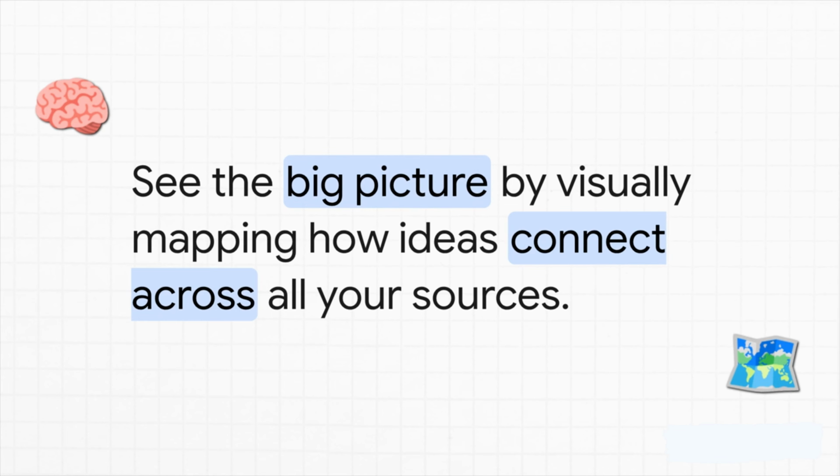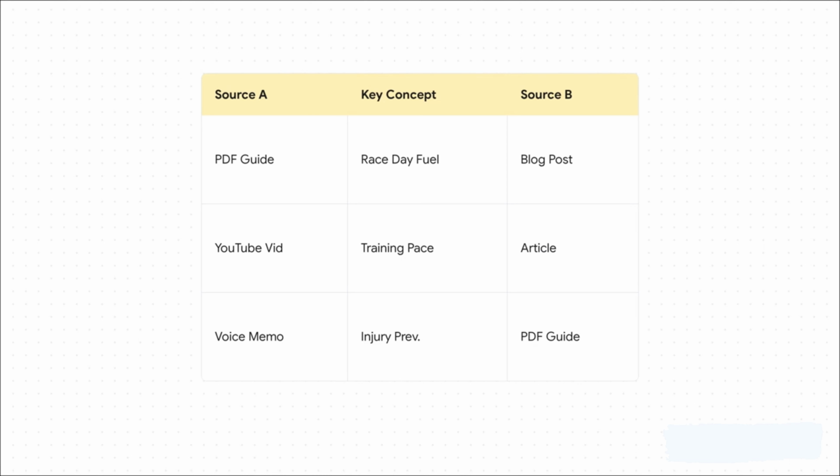And finally, what about just understanding the big picture? Sometimes the most valuable insights come from just seeing how different ideas connect to each other. The Mind Map feature is perfect for this. It literally draws you a map of the key concepts across all your different documents and shows you the hidden connections between them. You might discover that 2 sources you thought were completely separate are actually talking about the same underlying principle. It's such a powerful way to spot patterns and spark new ideas you would have totally missed otherwise.